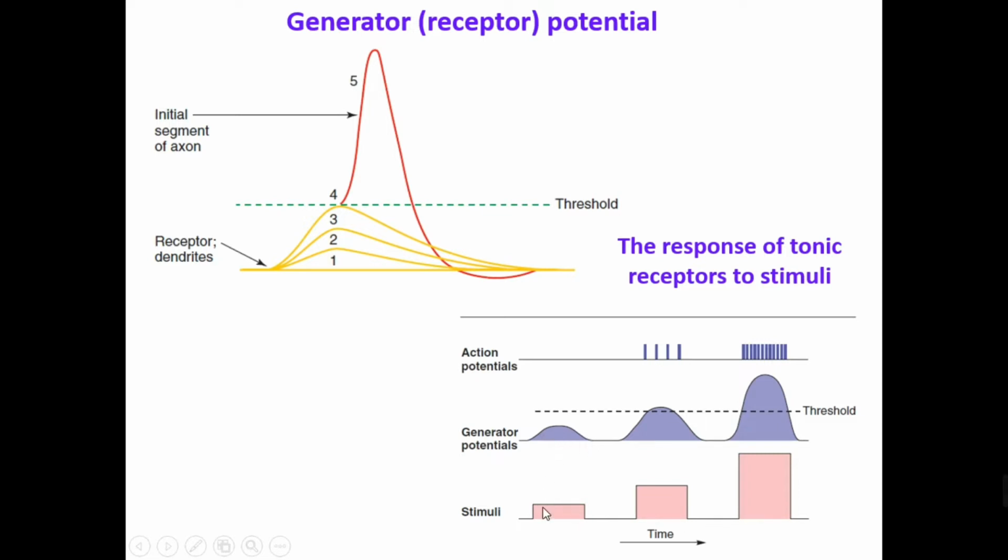the depolarization is weak. So the generator potential is small with a small amplitude, then it comes to the threshold level, but there is no sodium voltage-gated channel, so we don't have the action potential here, only the generator potential.